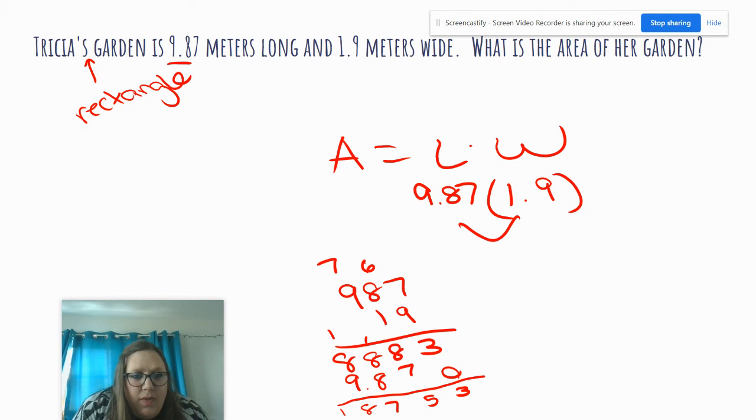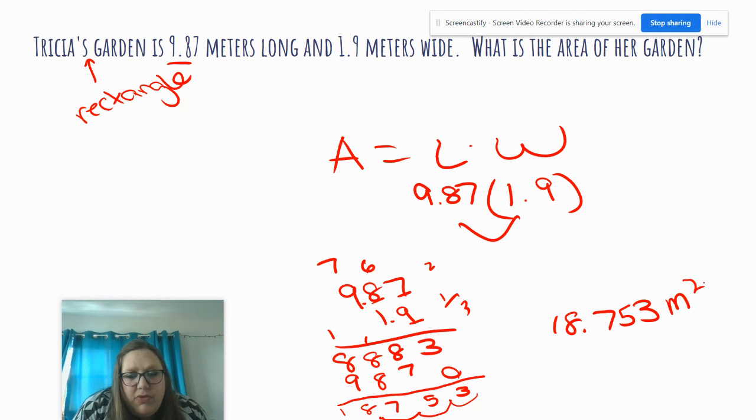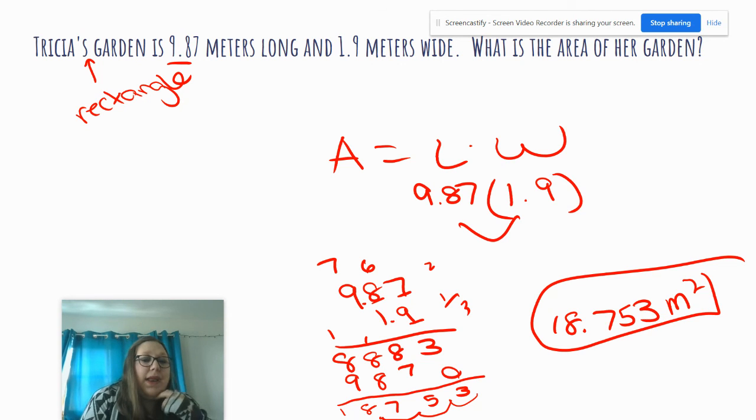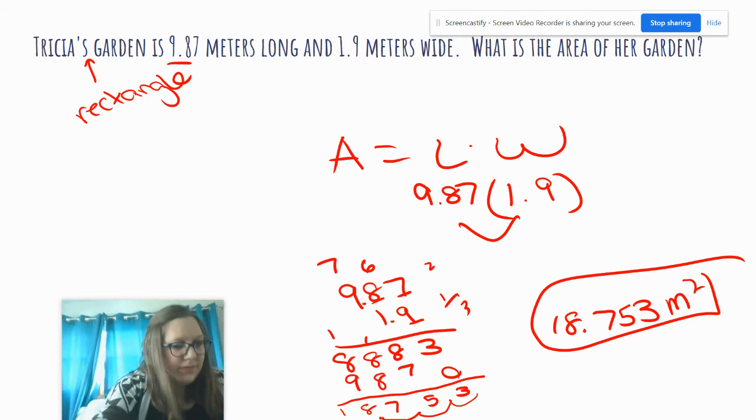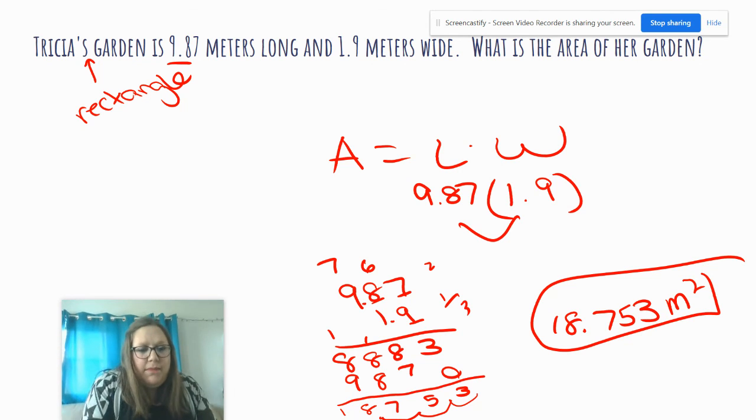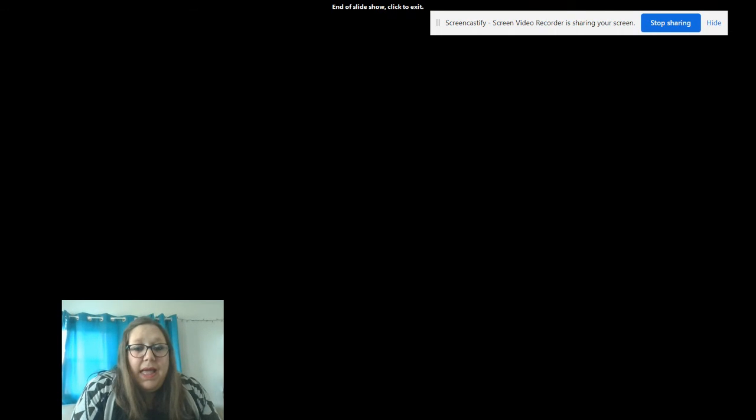Now I'm going to add my decimals back in. I have 2 scoots here and 1 scoot here. So that means I have 3 scoots total. So this will be 18 and 753 thousandths meters squared. We're writing out the whole answer. It does not ask us to round. Normally it might ask you to round to the tenths or hundredths place, but in this case it is not, so we're going to leave it. Okay, let's keep going. And that is going to be it.